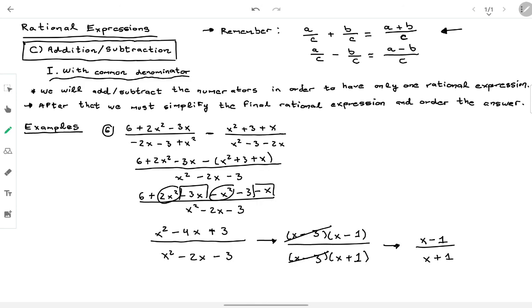Remember, here we have an addition and a subtraction, so it's impossible to cancel x and x or the minus 1 divided by 1, because in order to cancel, we must have factors and not additions and subtractions. So this is going to be our final answer. So that will be it for today's topic. That was addition and subtraction of rational expressions with common denominator.